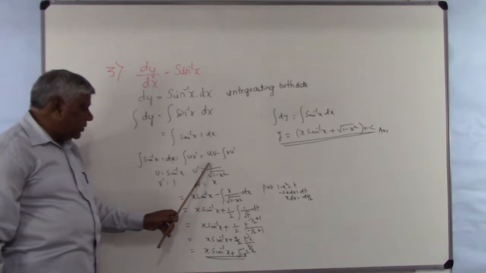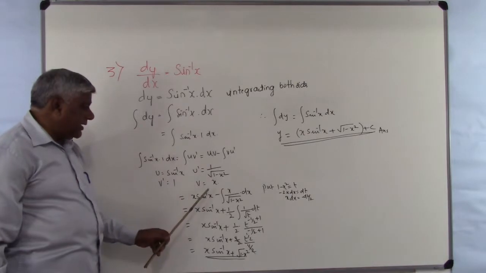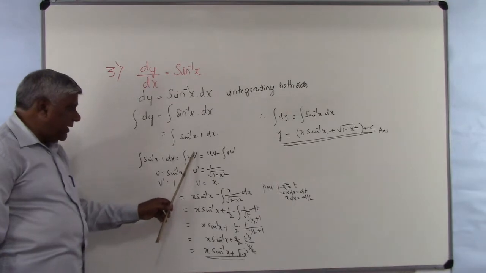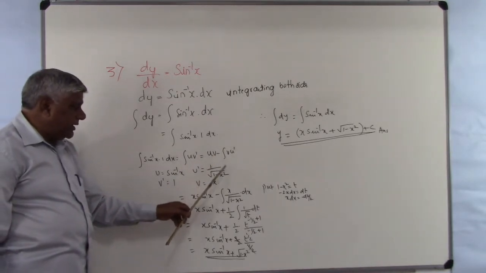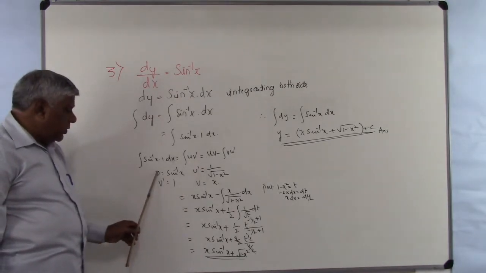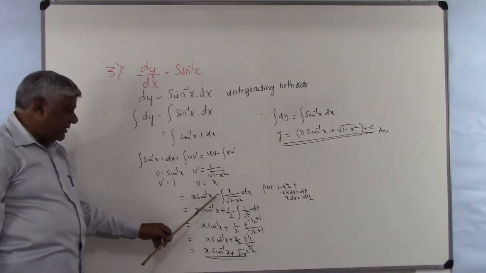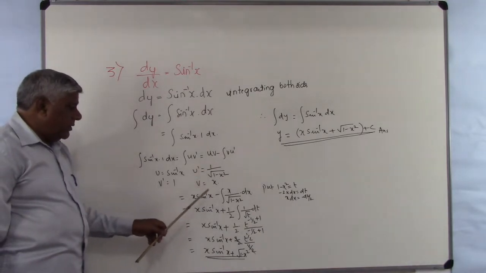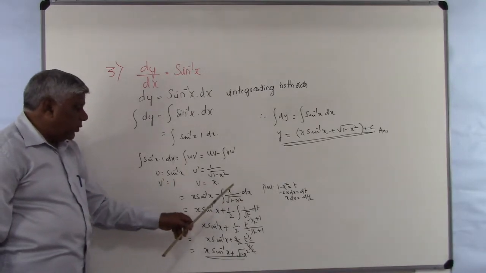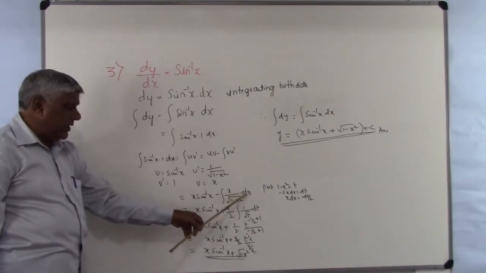Therefore u dash is equal to 1 over root of 1 minus x square. V is equal to integration of 1. Integration of 1 is x. Therefore here what we have done in this problem, integral uv dash is equal to uv minus integral vu dash. That is what we have done here. uv is x sine inverse x, minus integral vu dash, v is x, divided by root of 1 minus x square. U dash is 1 over root of 1 minus x square into dx.